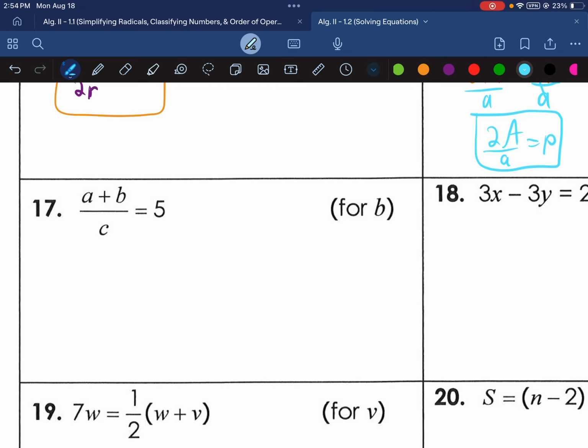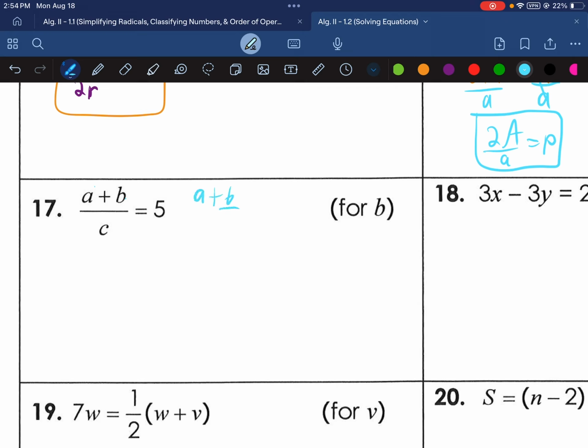Number 17, if we're solving this equation for b, we have to say, okay, do we undo the a plus b or the c first? And the answer is you have to undo c first, because a plus b is being divided by c, just like b is being divided by c.